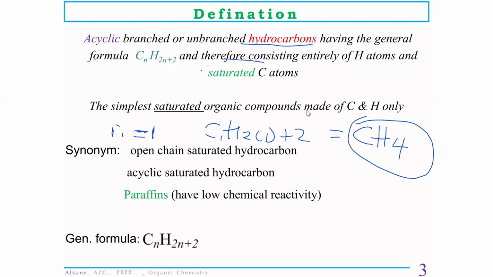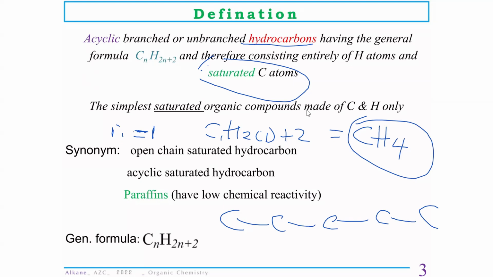So what are saturated carbon atoms? When you say saturated carbon atoms, it means that in alkanes, all carbon to carbon bonds are single bonds. They are not deficient in any hydrogen atoms. It means that they are made of single bonds across each and every carbon in the alkane. So they are saturated and they are not deficient of any hydrogen atoms. And they are the simplest saturated hydrocarbons made up of carbon and hydrogen.